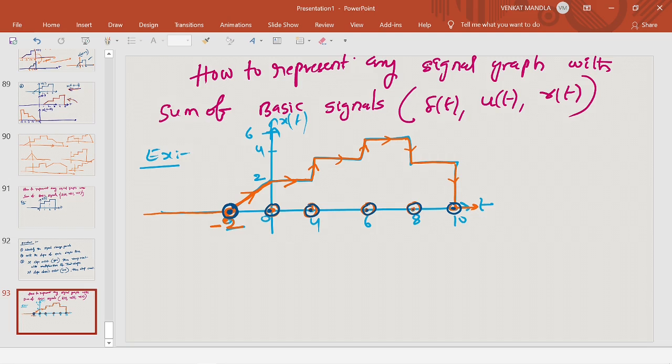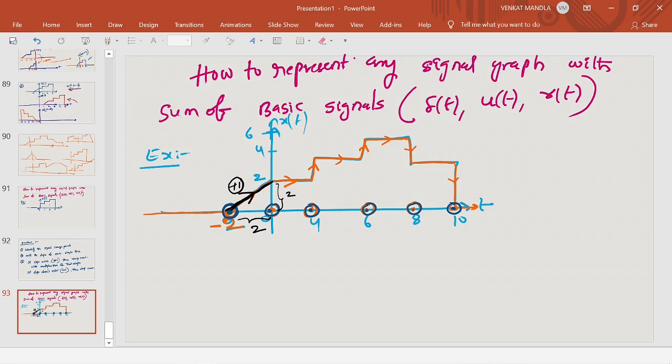calculate the slopes of these straight lines. For example, here from minus 2 to 0 this is the line. What is the slope of this? This is an increasing line, so it has positive slope. What is the y width here? The y width is 2, and the x width is also 2. So what is the slope? 2 by 2, 1. This is an increasing signal, so that is why it has positive slope, that is 1. I will represent slopes with circles.